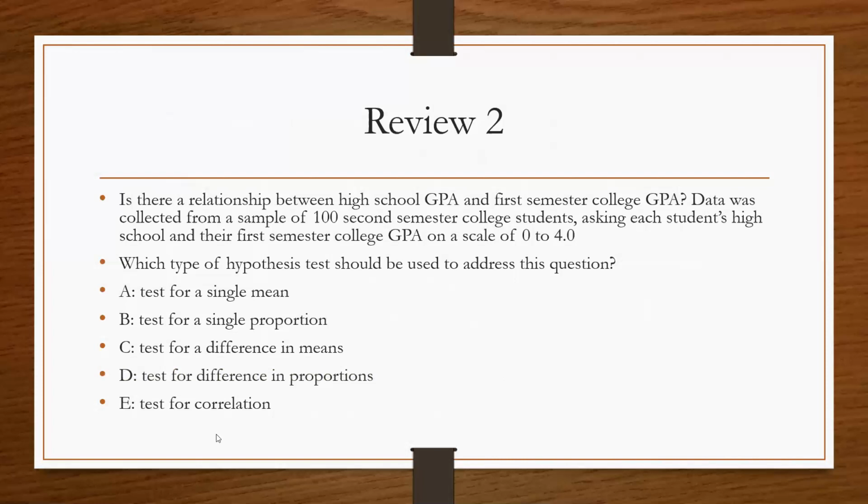Oh, all right, good. You guys got it. It is, in fact, going to be testing for correlation, just because it's asking the relationship of one compared to the relationship of the other for the same person. So you're not really comparing two separate groups, and therefore it's going to be the correlation.